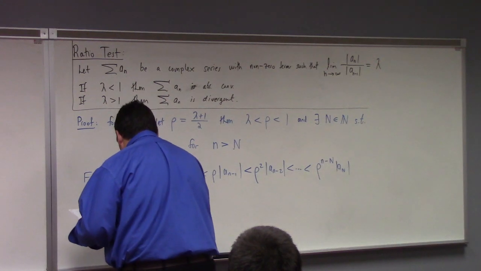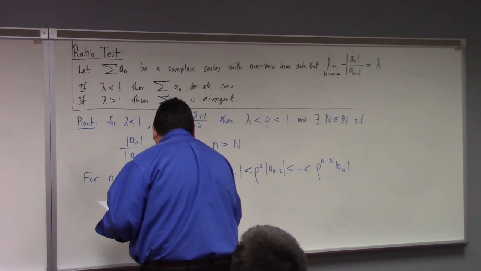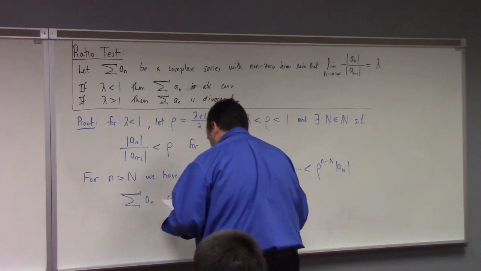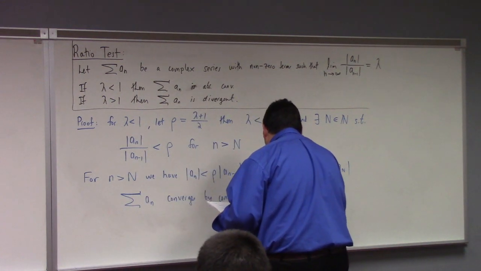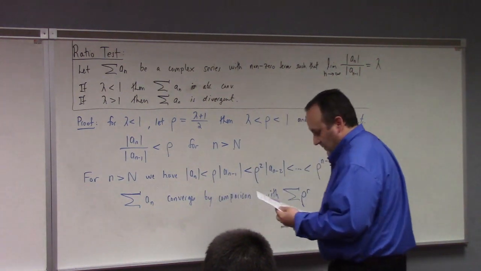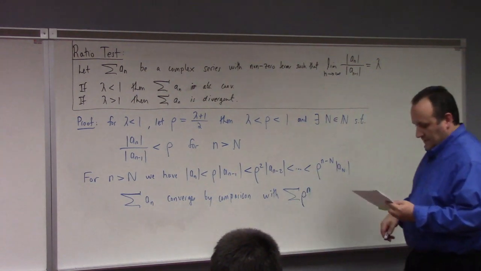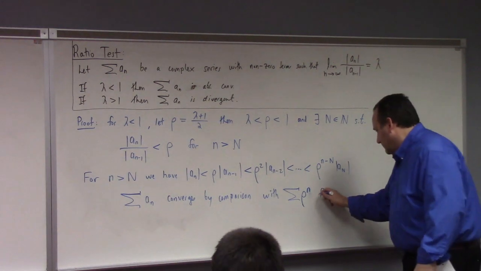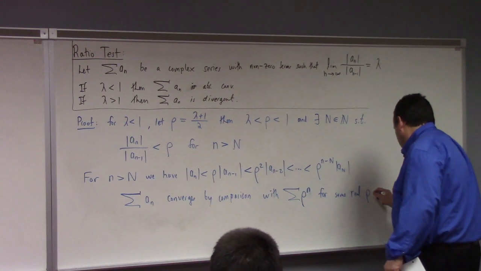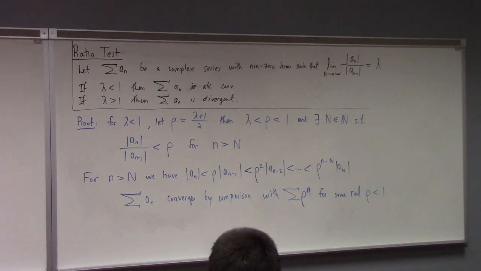Then the sum over a sub n converges by comparison with this guy, the sum over rho to the n. I every so often drift back into r, my bad. So that right there, it's a real rho less than 1, right? So by the ordinary geometric series from calculus 2, we know that converges, right?